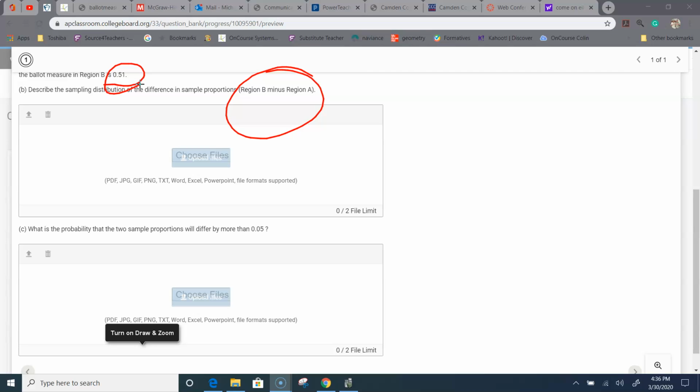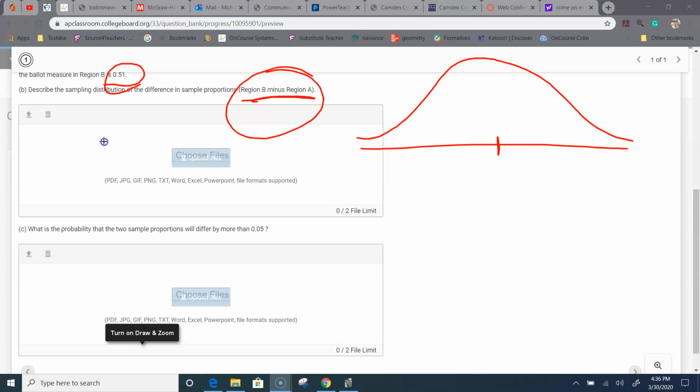But the distribution of those differences, right? Like if I go into region A and take many, many samples, and region B and take many, many samples, and every time I get a proportion, I subtract them. Well, then on average, where would I expect those differences in p-hats to be if I do B minus A? I'd expect them to be at 0.51 minus 0.47. I'd expect them to be centered around 0.04. Okay, so I would say the distribution of those differences in sample proportions would be centered at a difference of 0.04.